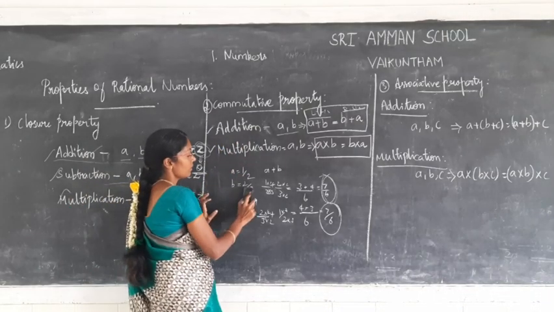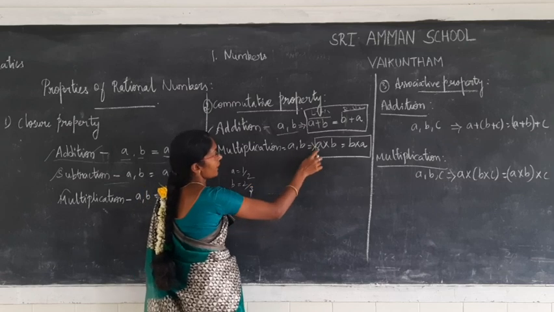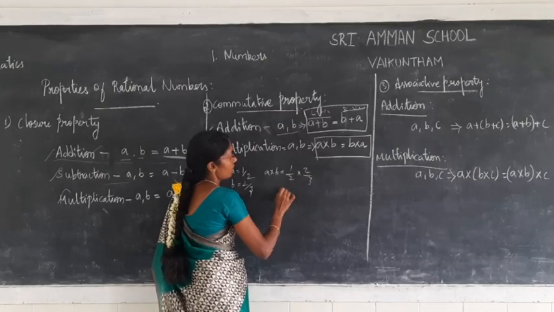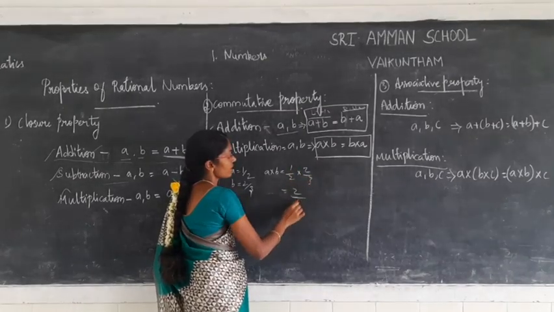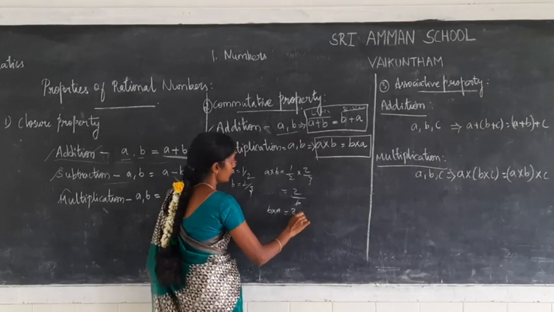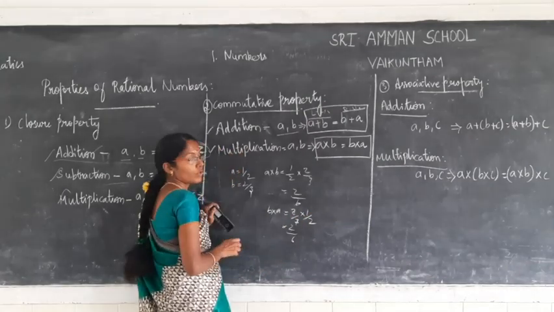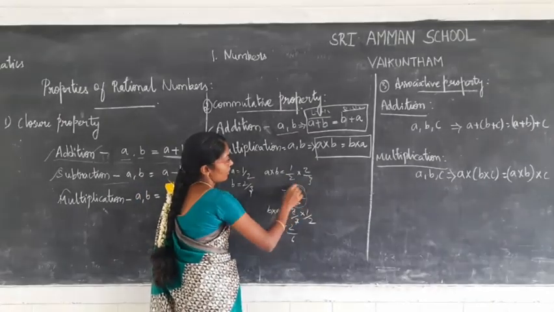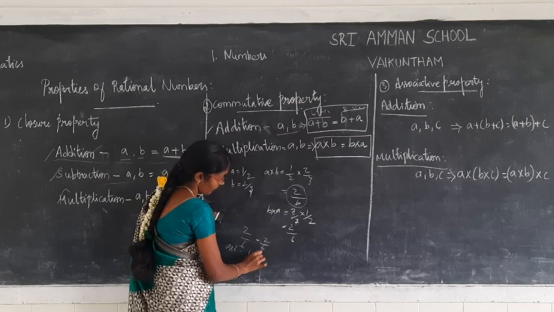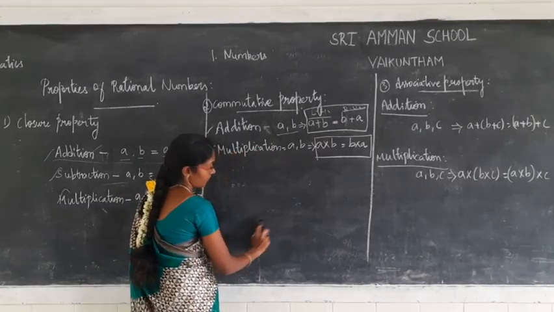Okay, next let us discuss multiplication. a into b, LHS: 1 by 2 into 2 by 3. What will it become? 1 2 is 2, 2 3s are 6. Next, b into a: 2 by 3 into 1 by 2. 2 1s are 2, 3 2s are 6. So it satisfies: 2 by 6 is equal to 2 by 6. That is a into b is equal to b into a. So the commutative property satisfies multiplication also.